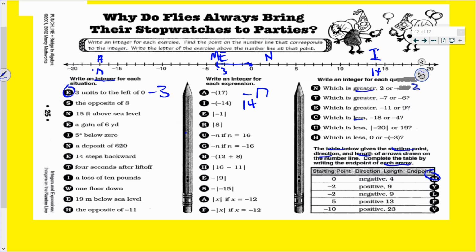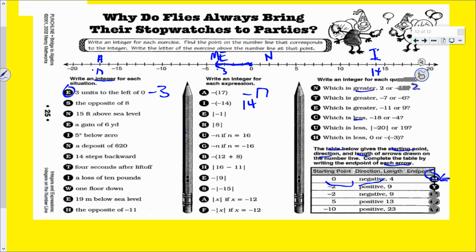So on the first one, I start at 0. So I'm going to start here at 0. I'm going to go in the negative direction, that's left, for 4 spaces. So I go from 0, 1, 2, 3, 4, and I draw my arrow. Above that arrow goes the letter that's listed with it, M.